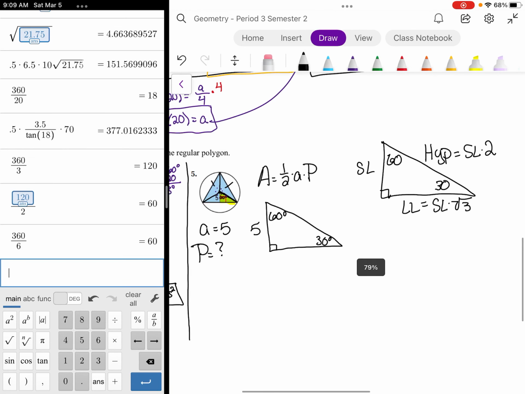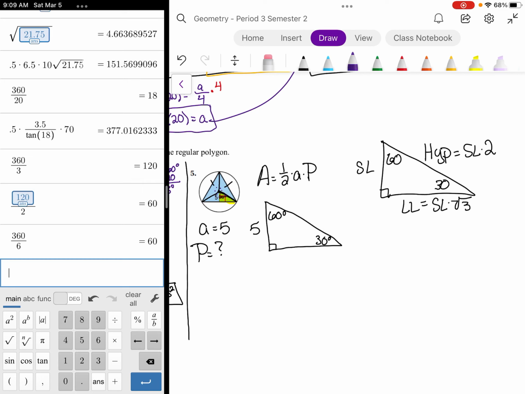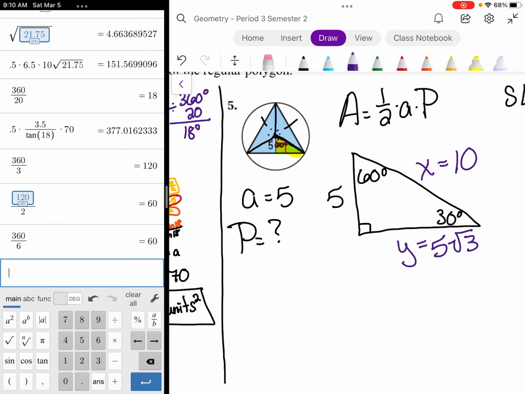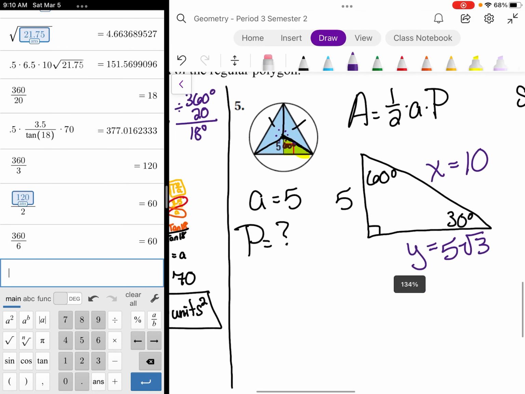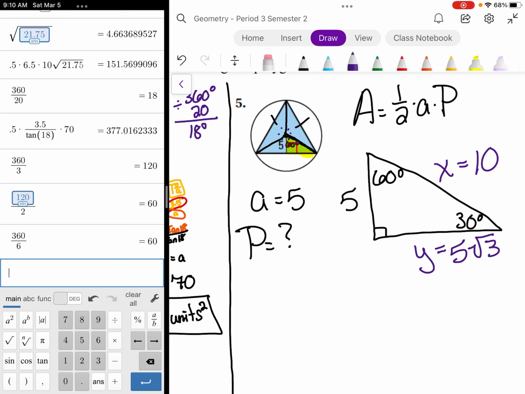So this one's our hypotenuse, and this one is the base of our long leg. So our hypotenuse is the short leg times 2, that would be 10. And our long leg, y, is equal to the short leg, 5, times the square root of 3. Now we already know all of our side lengths just by using that special right triangle. No trig required. Okay, so now we can find our perimeter.